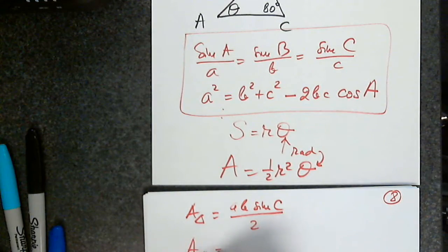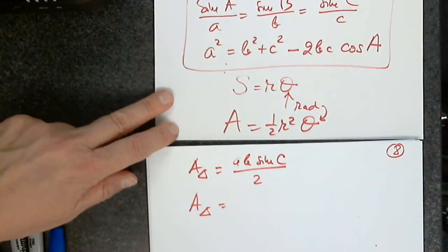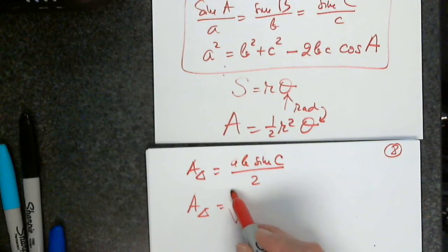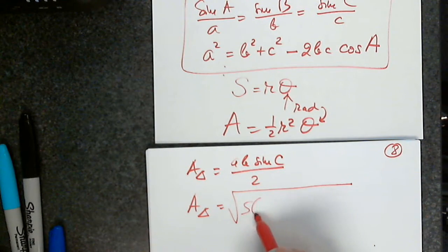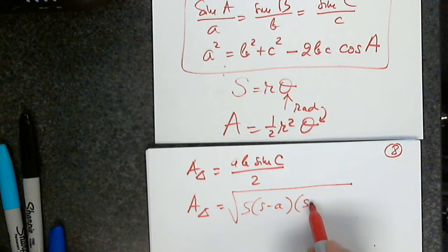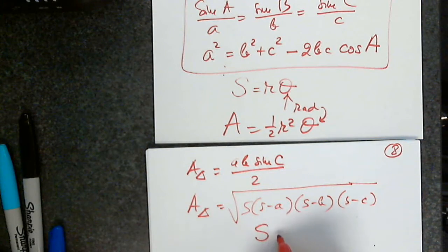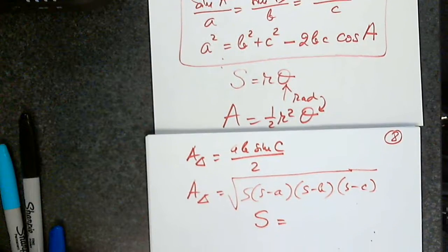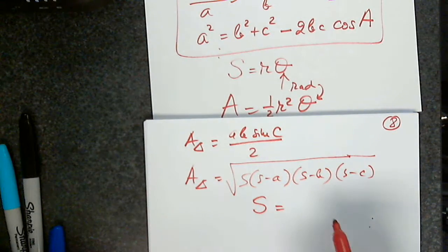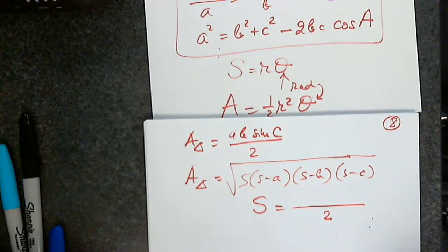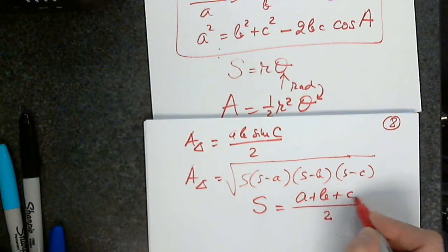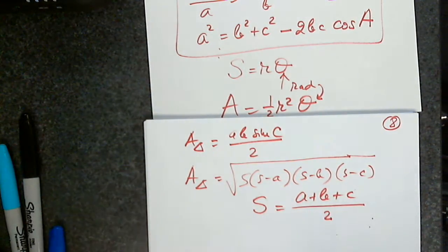We also have another formula for the area of a triangle. If you remember, the square root of s times s minus a, s minus b, and s minus c, where s was the semi-perimeter, the perimeter divided by 2, yes, a plus b plus c over 2. Good, so let's come back to our problem.